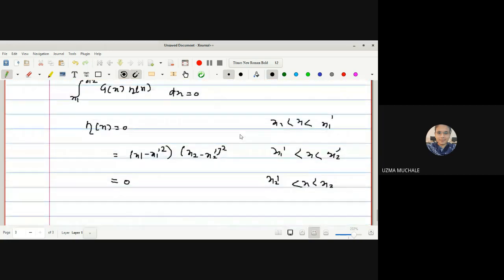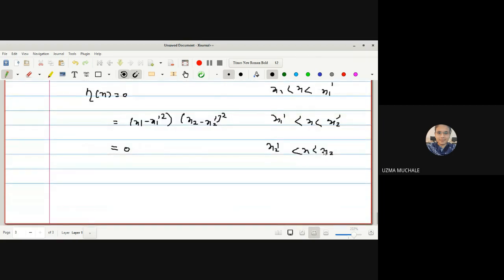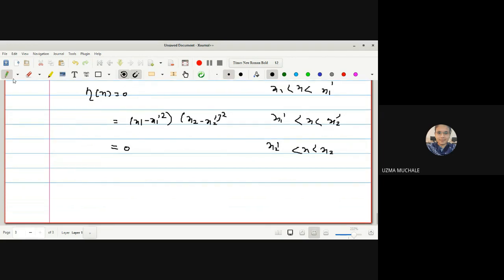So that's why I have written here that this is equal to 0 in the interval x1 to x1 dash and in x2 dash to x2. In this interval, your function eta of x is 0. Your function eta of x is 0 in the interval x2 dash to x2. So we have constructed our function in between these two, that is in the interval x1 dash to x2 dash, in such a way that we'll get the result. Now the above equation can be written in three parts, right?